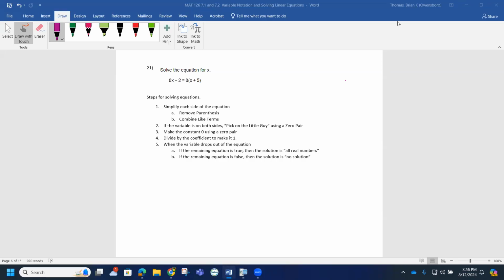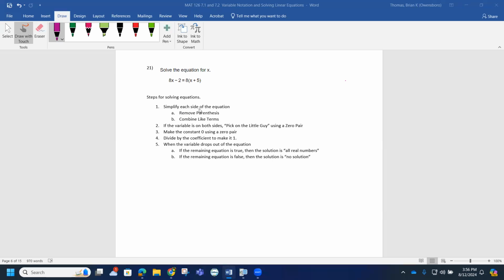So question 21, I want to solve this equation for x. Again, we're looking for the value of the variable, which is x, that makes this equation a true statement. In other words, makes the left side and right side the same value. So again, equations like this, we can use this little recipe to work our way towards the solution to make it easier.